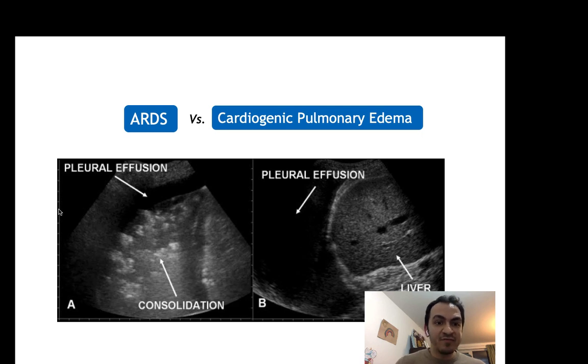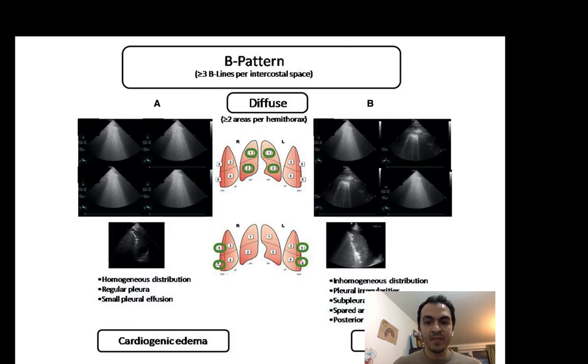And also you have some degree of pleural effusion, which is this dark fluid around the consolidation. While in isolated cardiogenic pulmonary edema, you will purely see pleural effusion without evidence of consolidation. But don't forget that you could get an overlap of both conditions together. And this is an important summary of the differences between cardiogenic pulmonary edema and ARDS.